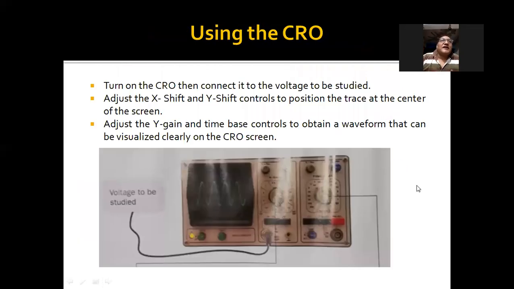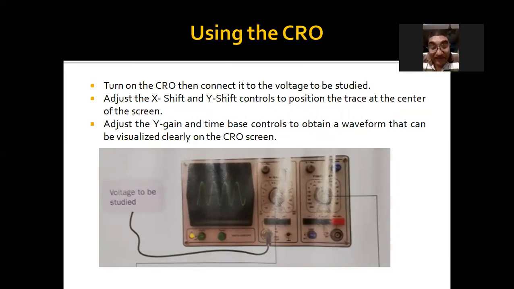So, when you switch on the CRO, you will see a dot in the center, and the dot is supposed to be in the center of that screen. So if you switch on a CRO, and this is a diagram of a CRO, there is supposed to be a dot in the center of that screen.